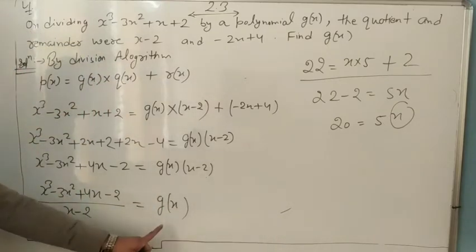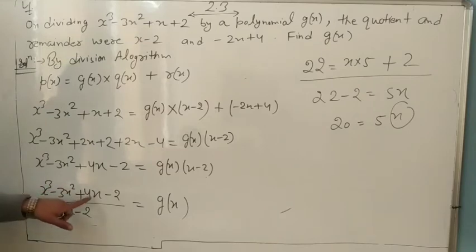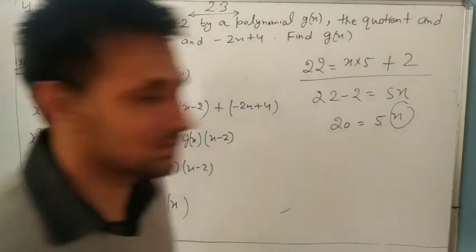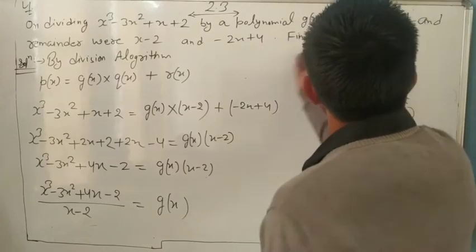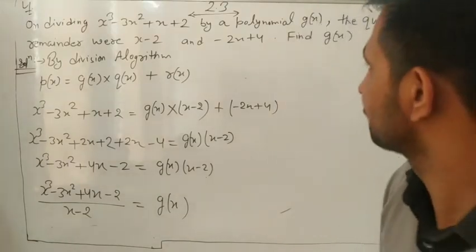So how can you find the value of g(x)? This polynomial is divided by (x minus 2), and everyone knows how to divide polynomials. So you can write it like this. Now I am writing here.